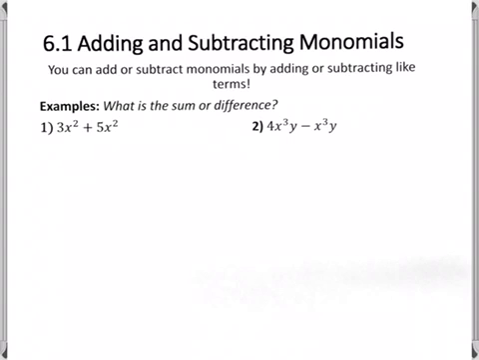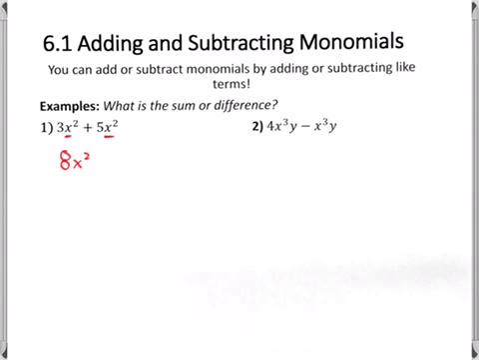So for example 1, we want to take 3x squared plus 5x squared. And so both of our terms have an x squared. So all we're going to do is add the coefficients. So 3 plus 5 is 8, and then we tack on the exponent and the variable. So we get 8x squared.